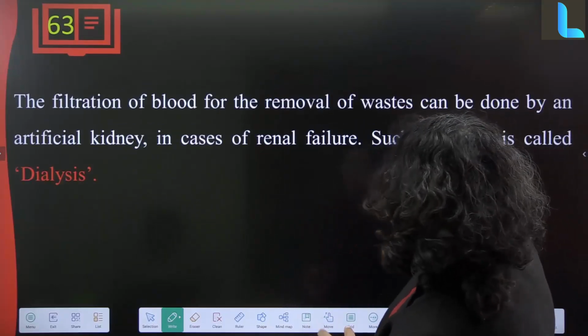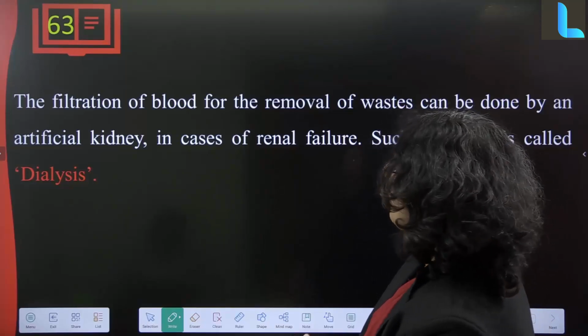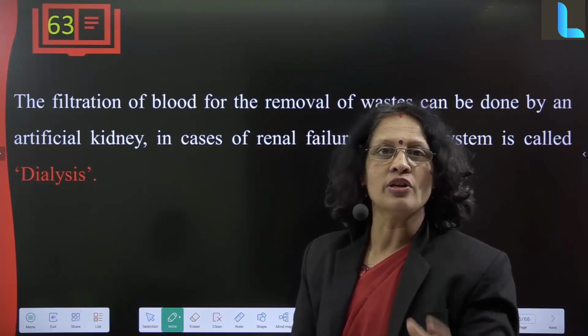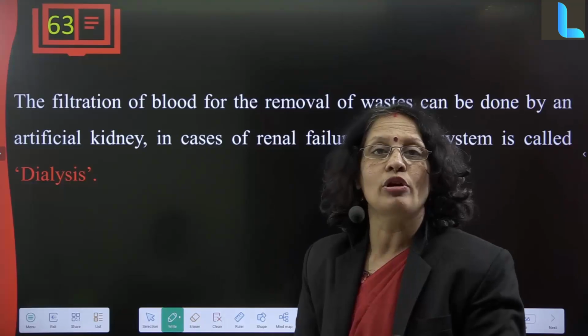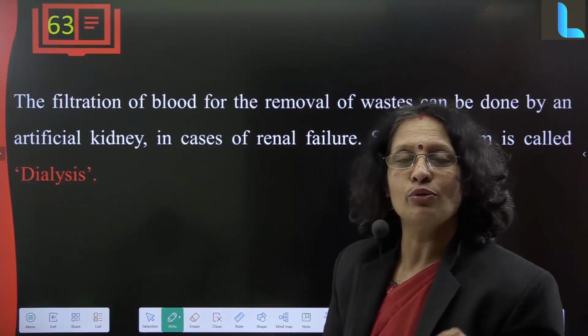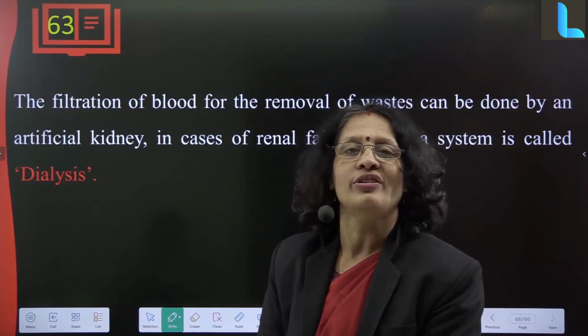The filtration of blood for the removal of waste can be done by an artificial kidney. An artificial kidney is a device which acts like a kidney, filtering and purifying blood using a semi-permeable membrane. It is called a dialyzer and the process is called dialysis. A person who is suffering from kidney malfunction or dysfunction has to undergo dialysis.